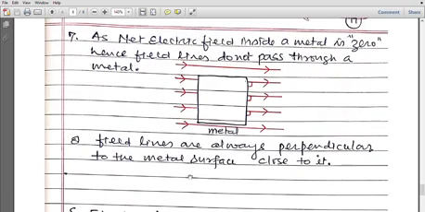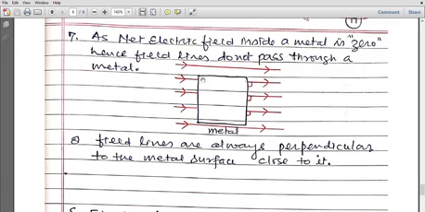Okay, the number of electric lines represents the strength of electric field, and we have already studied that inside a metal the net electric field is 0. So what is the number of electric lines inside a metal? Obviously it is also 0. It means no field line passes through a metal, as the net electric field inside a metal is 0, hence field lines do not pass through a metal.